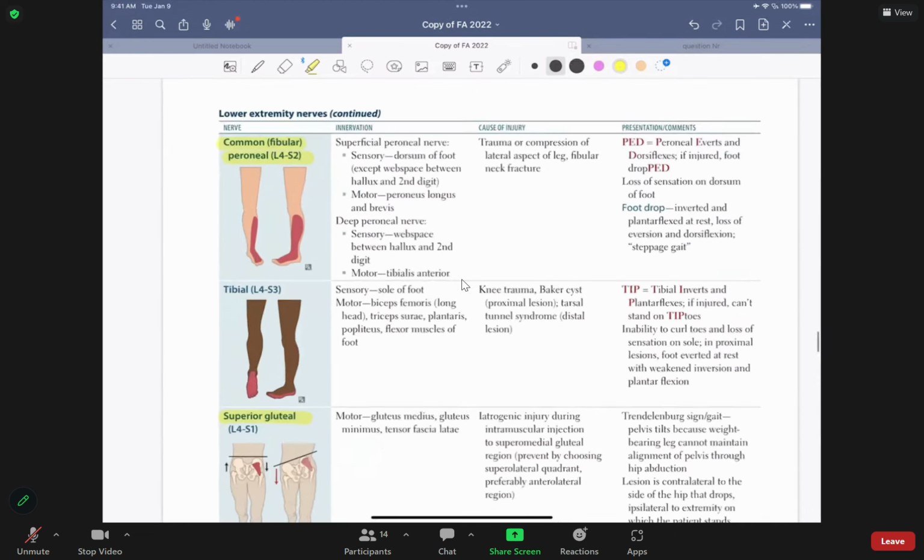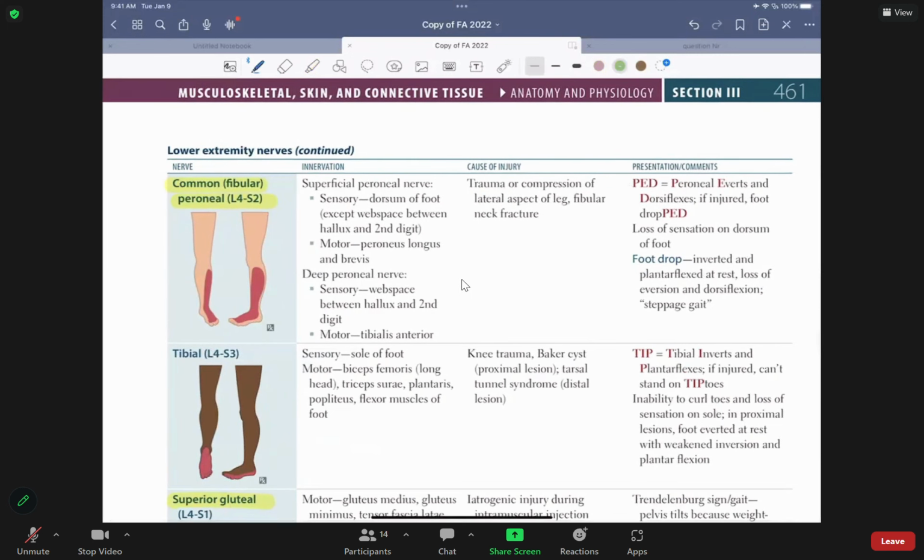Now, there's a nerve for the lower extremity called the common peroneal nerve. The common peroneal nerve is also known as the fibular nerve. A lot of students didn't know NBME uses fibular. They don't use the word common peroneal. Okay, so they use the word fibular. It's very important, folks.